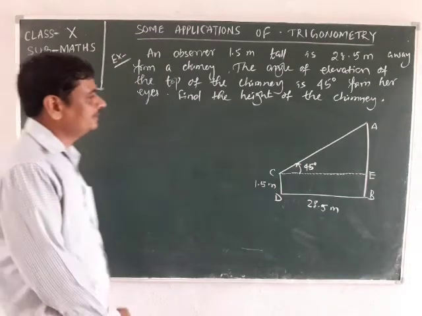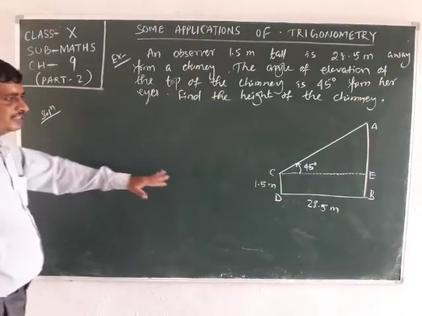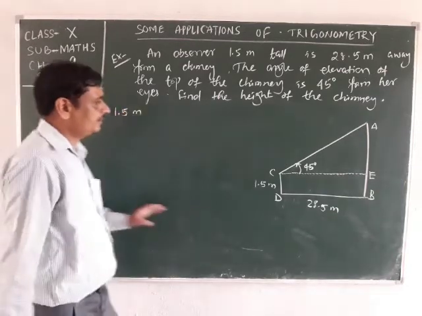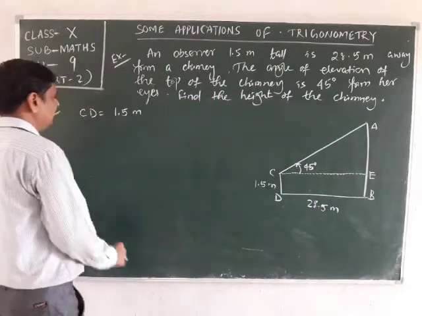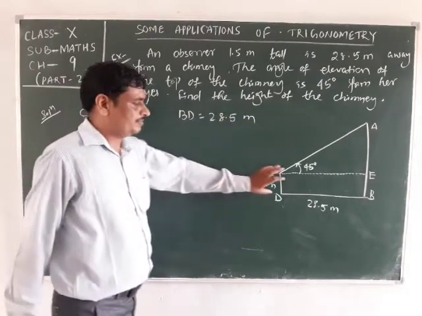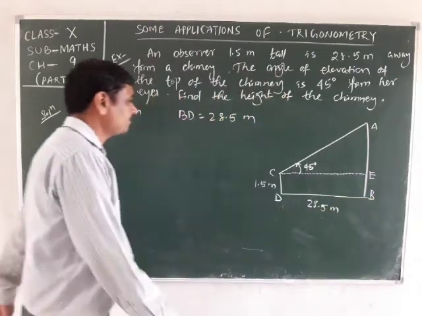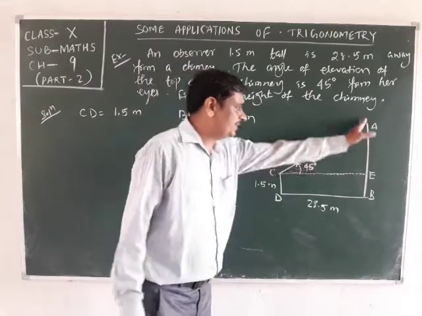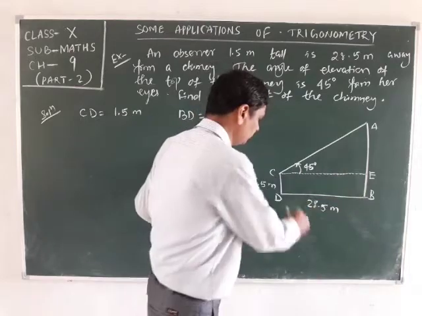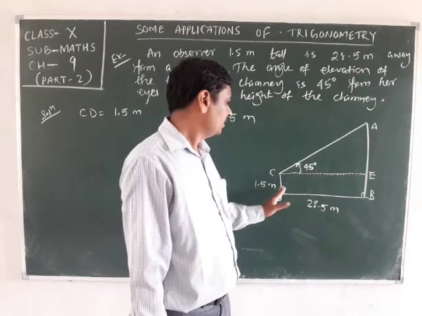Here we have to write what is given in the question. First, according to the diagram, it is given CD is equal to 1.5 meter. Then BD is equal to 28.5 meter. It is the height of the observer, and the distance from the foot of the chimney to that of the observer. But the chimney and the observer both are standing vertically on the ground. Both are subtending 90 degree with the ground.